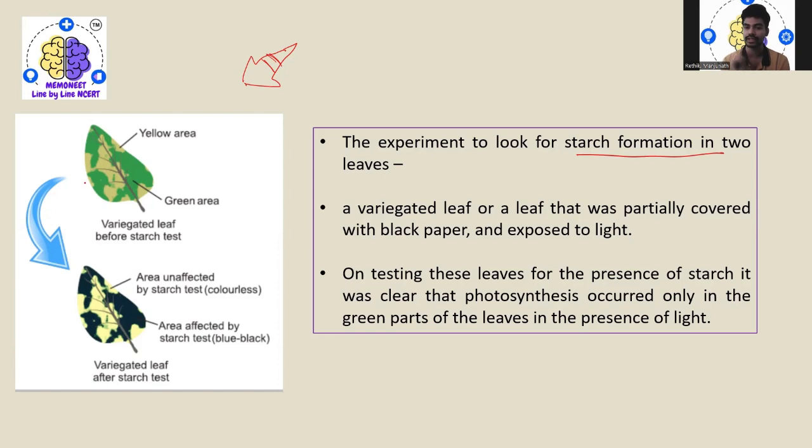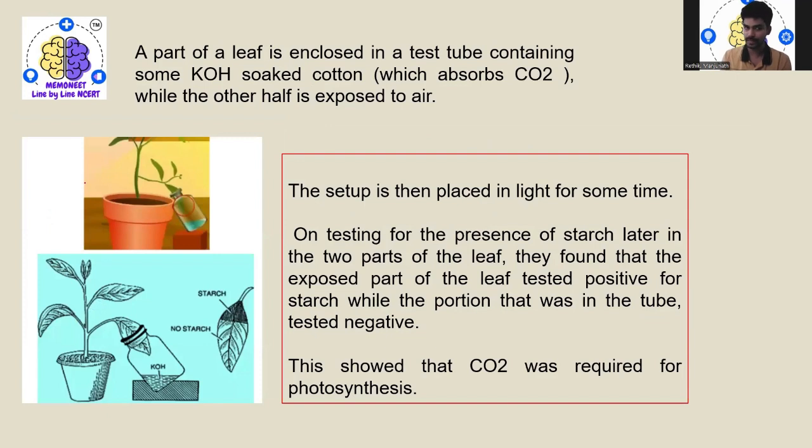Basically, you can understand that in the green region itself, photosynthesis will occur and starch production will also be there. The next experiment was to check a part of a leaf enclosed in a test tube, as you can see here, containing some KOH solution. So half of the leaf was enclosed in the test tube with the KOH solution, while the other half is exposed to the air.